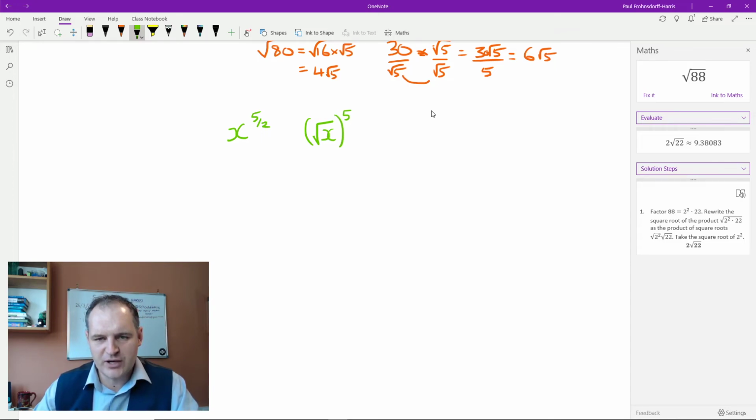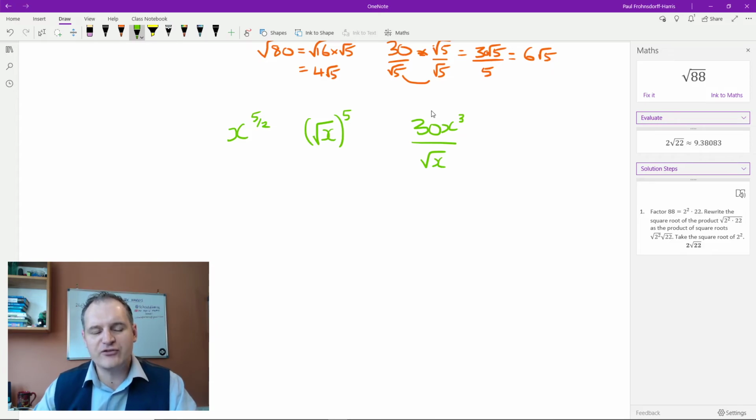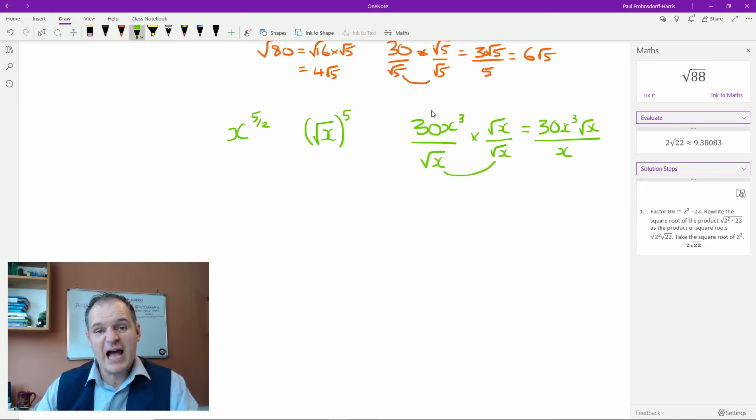If I have a situation where I've got 30x cubed over root x, I have once again got a surd on the bottom, and we don't like things on our bottom, for want of a better expression. So therefore we're going to times it by root x over root x, giving us 30x cubed root x all over x. Because when you multiply a root by itself, it undoes itself. Now the x cubed will cancel out with the x, dropping itself down. That will disappear, and that will drop down to 2.